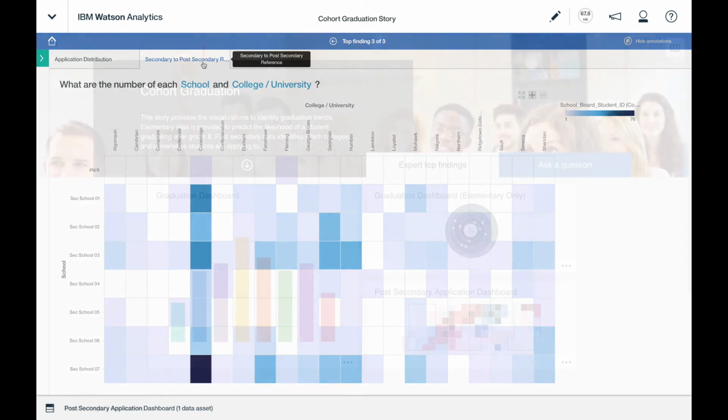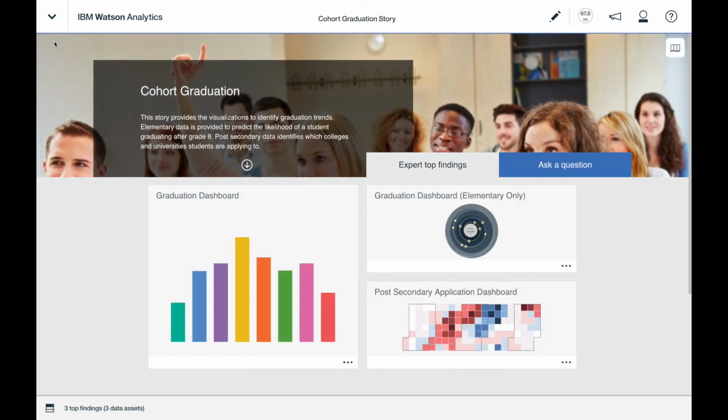You should now have a better understanding of Watson Analytics and how the Expert Storybook for Graduation from Compass for Success can help to uncover the drivers within your data.